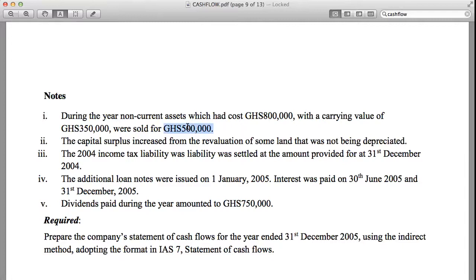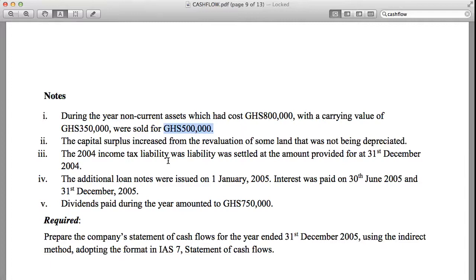Note 2 says that the capital surplus increase is from the revaluation of the land. They are telling you the source of the increase in capital surplus. They say the capital surplus increase is as a result of the valuation of some land that was not being depreciated. So you check the movement in capital surplus. It's as a result of the revaluation. We will confirm that note when we start the actual calculation. Good. So that is it.